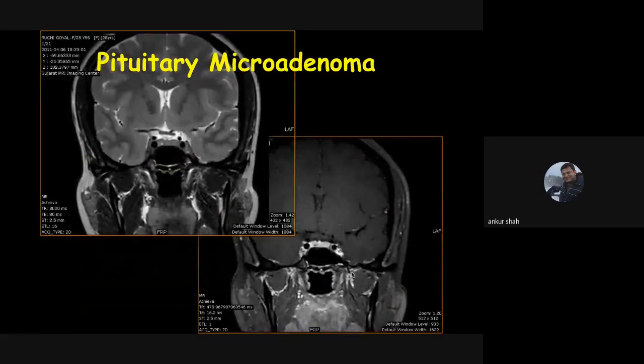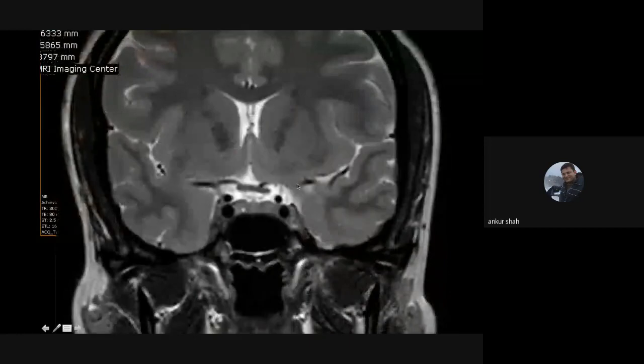Many patients present with complaints like galactorrhea, and when you do MR, you can see a very tiny, hardly 2 millimeter size lesion in the pituitary gland, and this is a small microadenoma which is responsible for the patient's symptoms. So MR is so sensitive that it can detect even such a small 2 millimeter tumor.